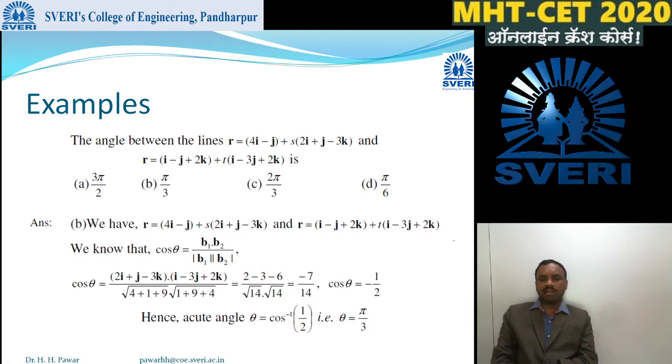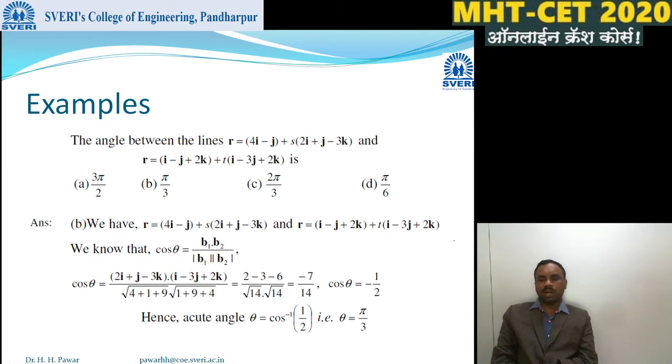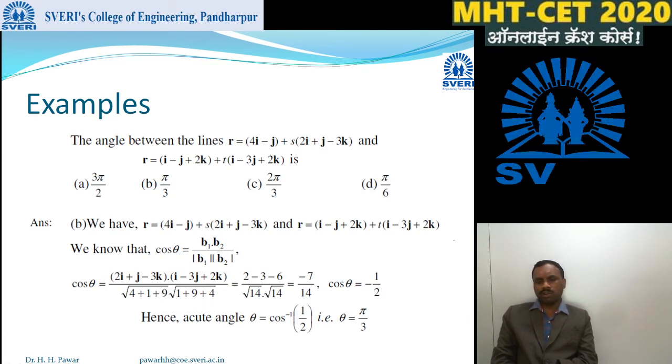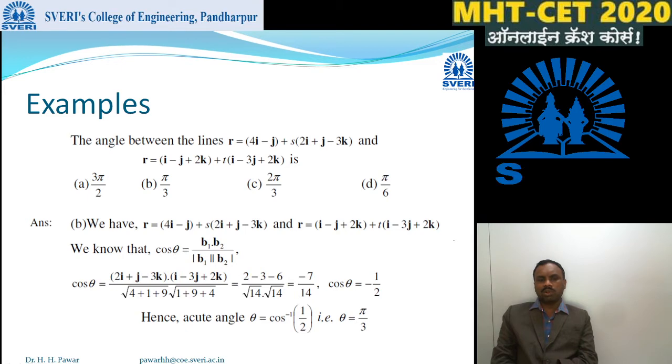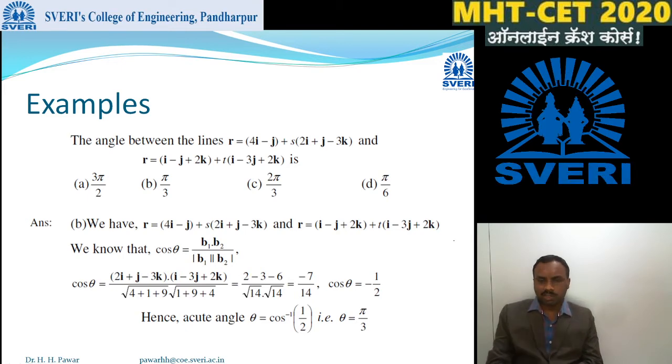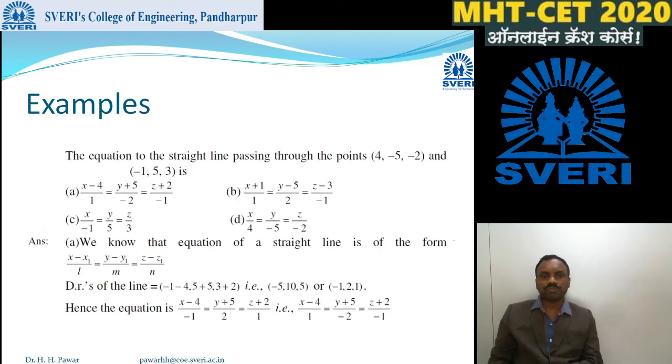Hence theta is equal to cos inverse 1/2. We have to consider positive values only. Theta is equal to, as cos inverse 1/2 is nothing but pi by 3. So option B is correct choice for this question.